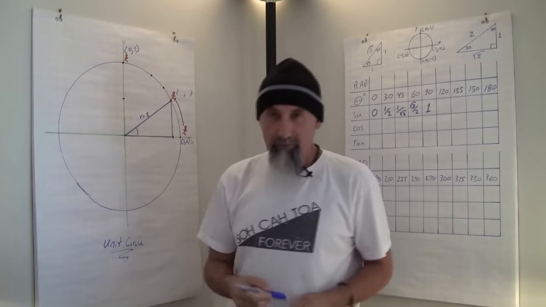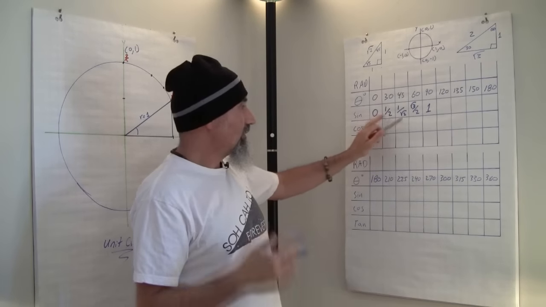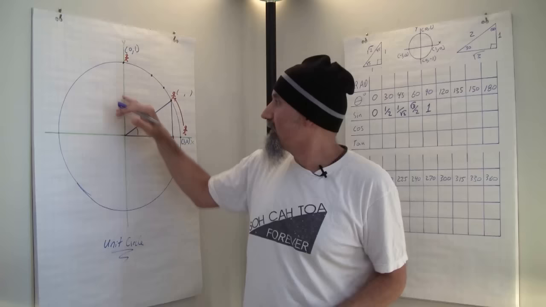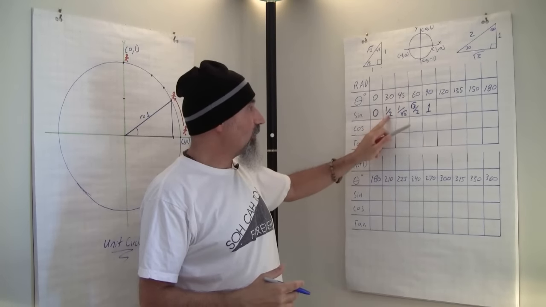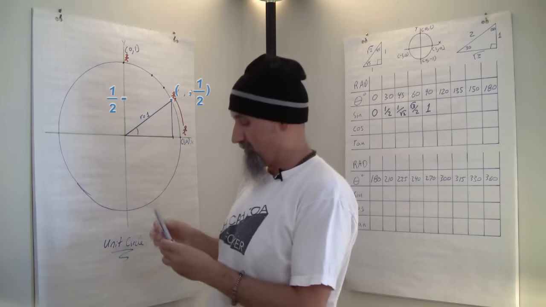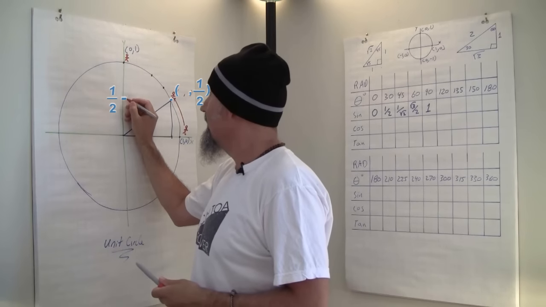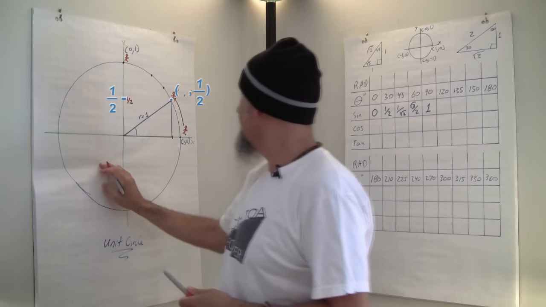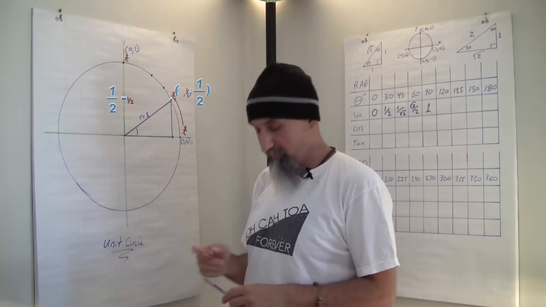So what the trig ratios are is where we are on the y-axis. When we're at 30 degrees, the y coordinate is 1 over 2, right? So here is a half. That means this point here is a half.